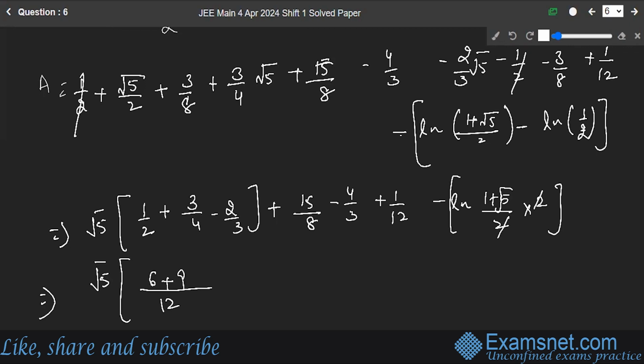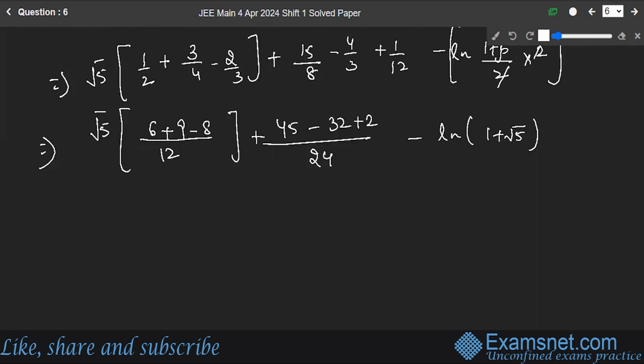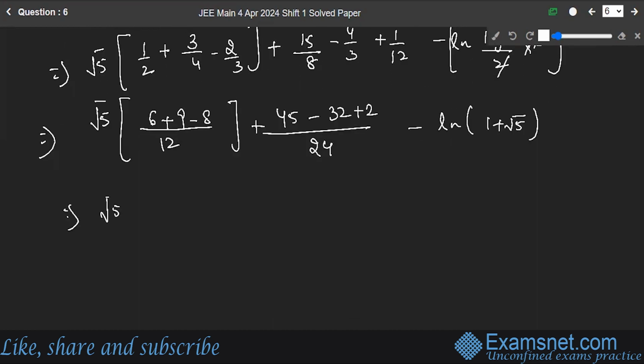6 plus 9 minus 8. Okay. And here the LCM will be 24. Then 3, 45, 32, and 2 minus this. So this will be root 5 multiplied by 7 upon 12 plus this will be 47, and this will be 15 upon 24 minus this. Hope you're clear till this.